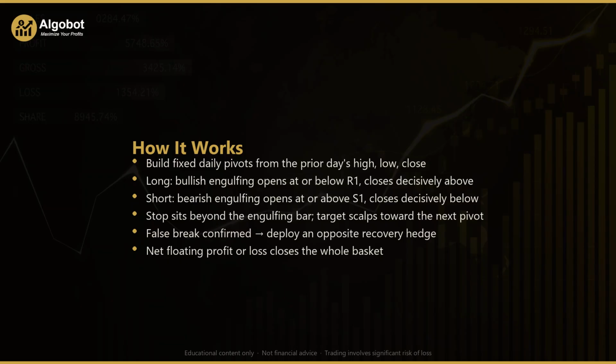Now both directions are held. From that point, basket management takes over. The moment the combined floating profit reaches the basket target, everything is closed and banked. If the combined loss hits the basket cap instead, the EA flattens everything to control the downside. Trading always involves risk, and losses are part of the process.